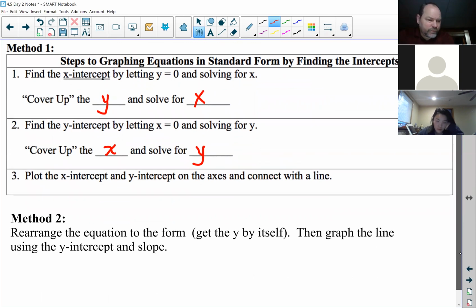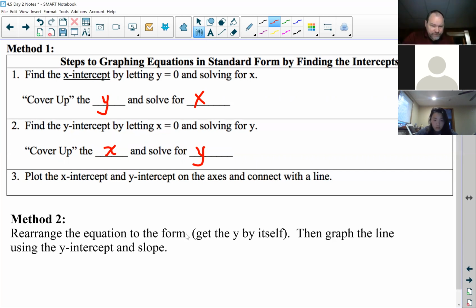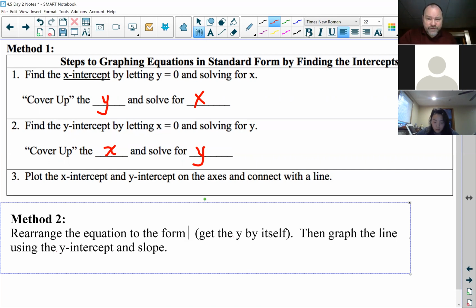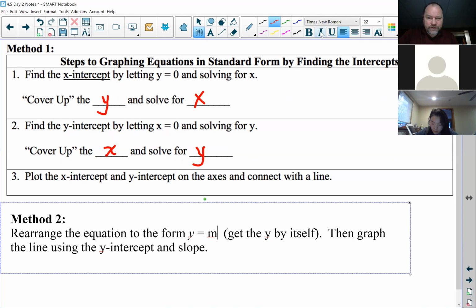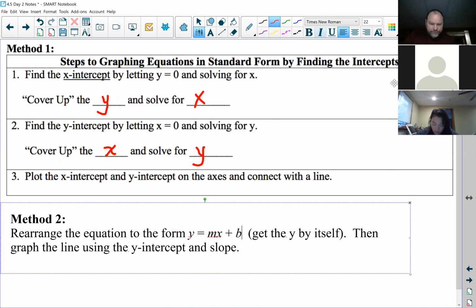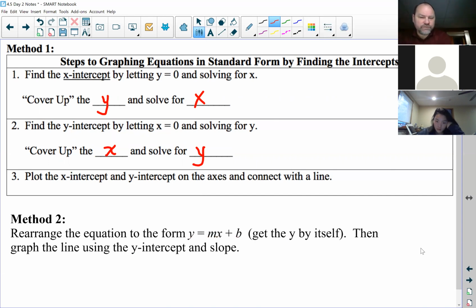Again, the other method would be to rearrange the equation to get it in the form y equals mx plus b. In other words, getting the y by itself, and then graph the line using the y-intercept and the slope, and using the inequality to tell where you would shade.